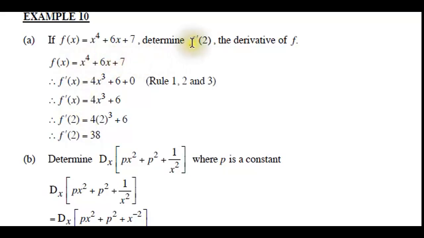You understand? So if it had f without that dash and a 2, this means you're going to substitute the 2 straight here into this one. Okay, but because it's f prime 2, you're going to substitute the 2 into f prime x, which is this one there. After substituting the 2, the answer is 38. Do look at these examples like example 10 before the exam. Look at them deeply so that you don't mess it up.